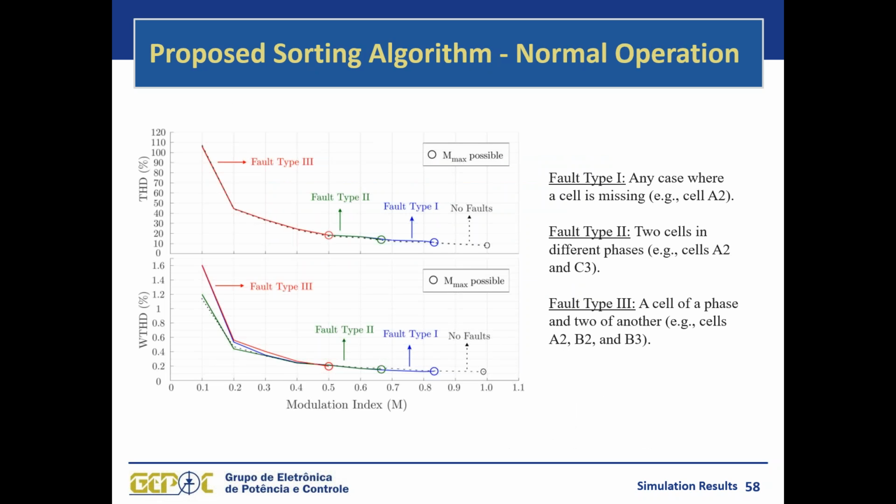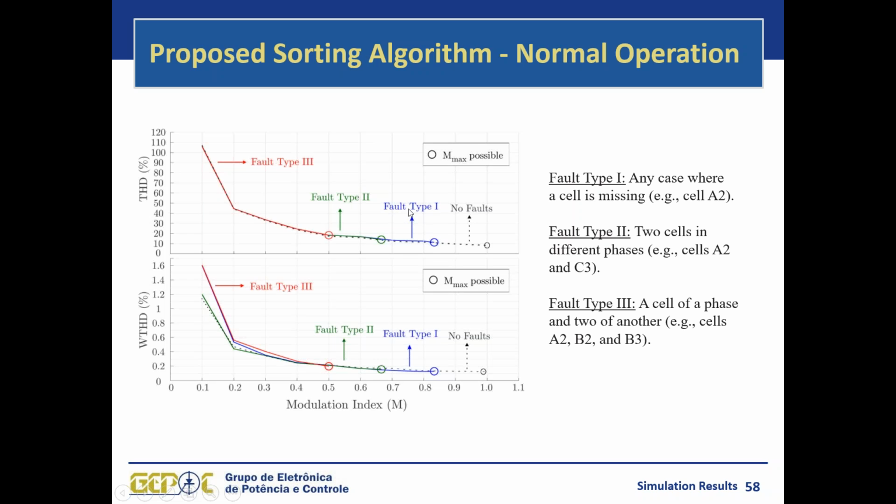Here we have a graph that shows the maximum modulation index and the respective THD and WTHD for different fault conditions. If we don't have faults on the inverter, we can achieve a modulation index up to 1. As we lose some power cells, we are not able to achieve this maximum modulation index equal to 1. The modulation index is a little bit lower for fault conditions.